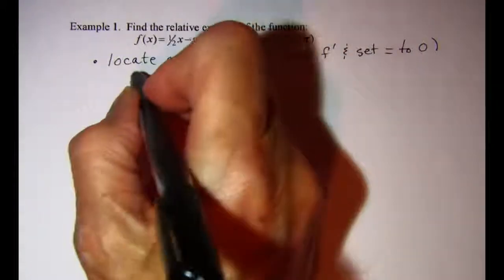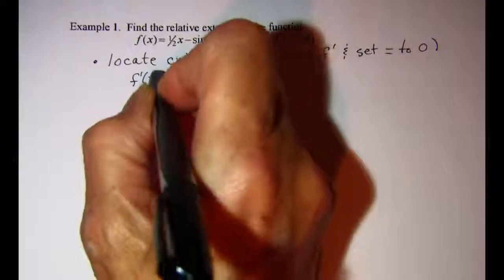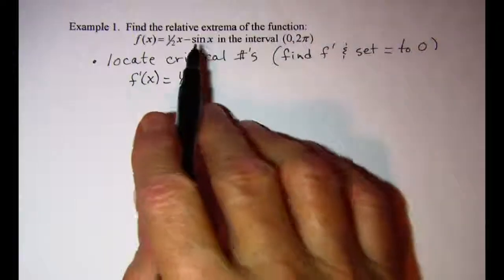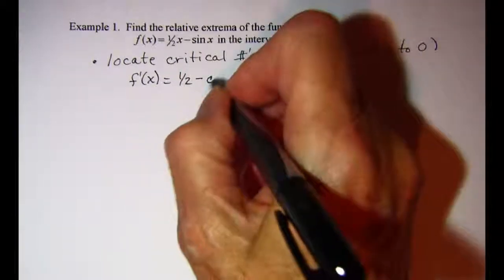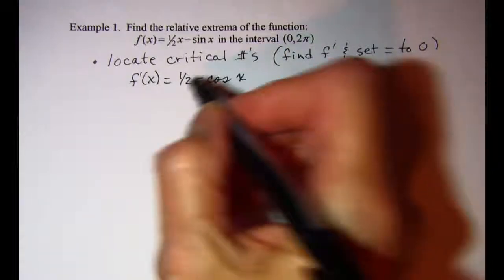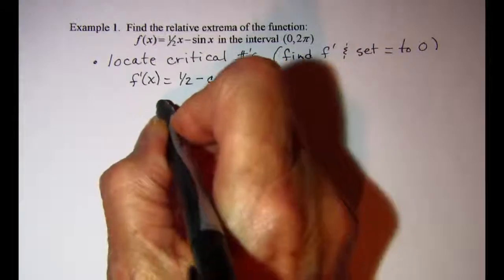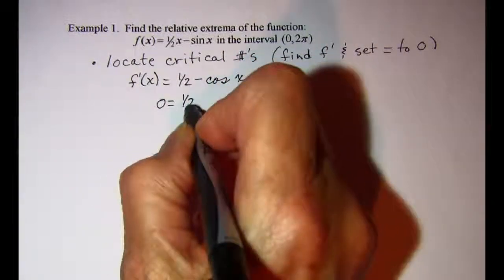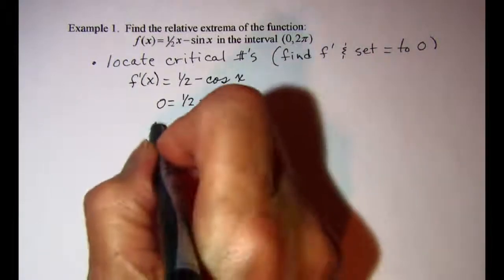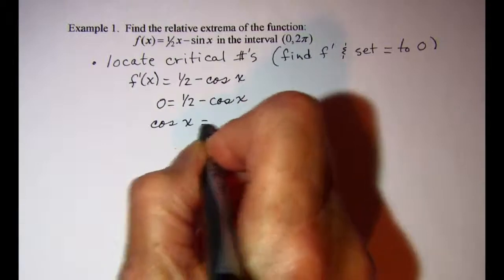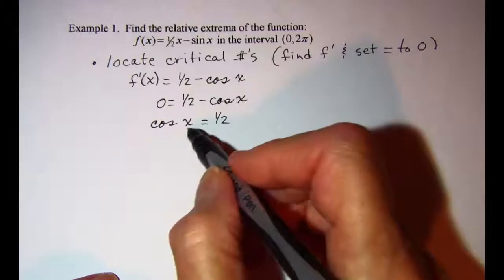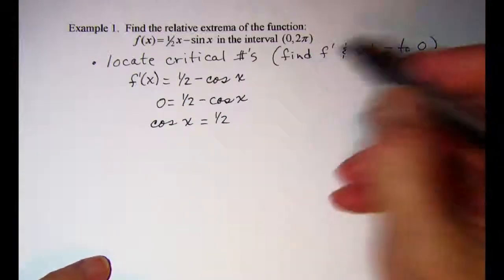So f prime will be 1/2 minus cosine x. If we set this equal to 0, I move my cosine to the left. So I need to find angles that have a cosine of 1/2.